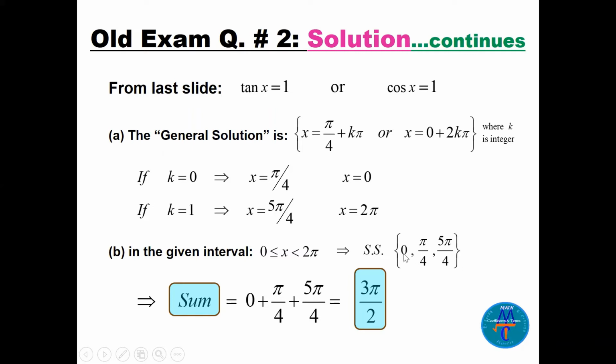How many solutions? 3 solutions. If we need the sum here, we say 0 plus pi over 4 plus 5 pi over 4, which is the same denominator here, 6 pi over 4, which is 3 pi over 2.